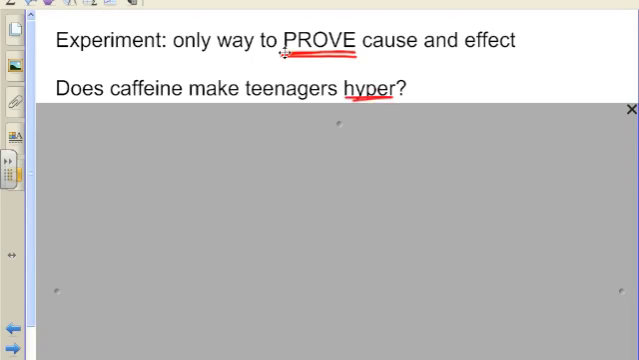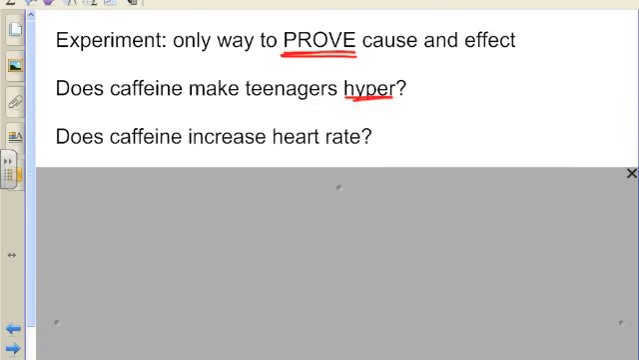I don't know. For the purpose of our little pretend experiment today, hyper is really hard to measure and define. However, the students that I've seen that are what I would call hyper are usually much more energetic. So I will say that for the purposes of today, we'll instead substitute hyper with increased heart rate. Right? If you've got a lot of energy, your heart is beating faster. So we're going to talk about how you would set up an experiment to answer this question.